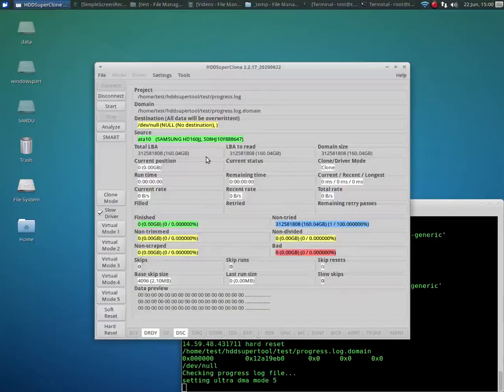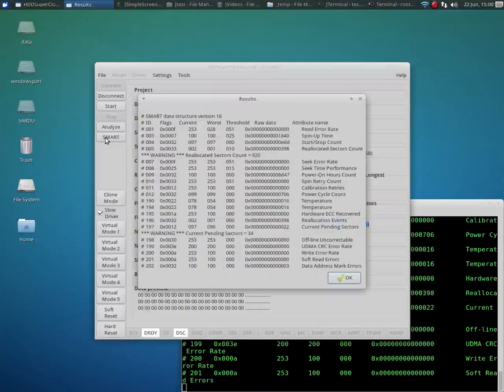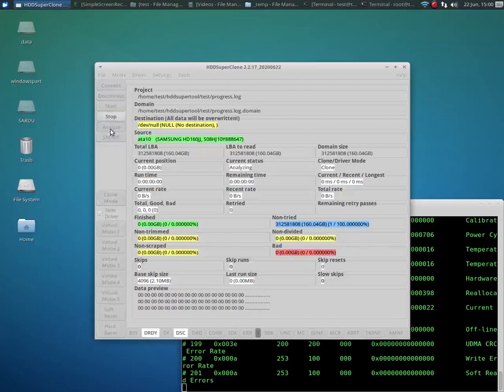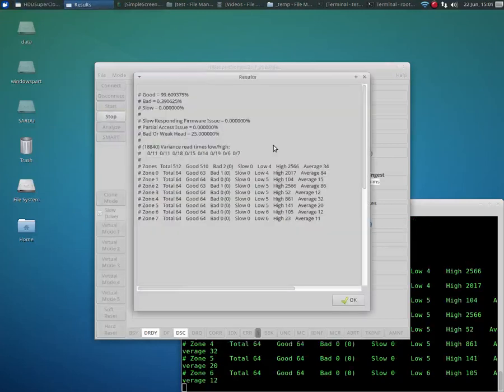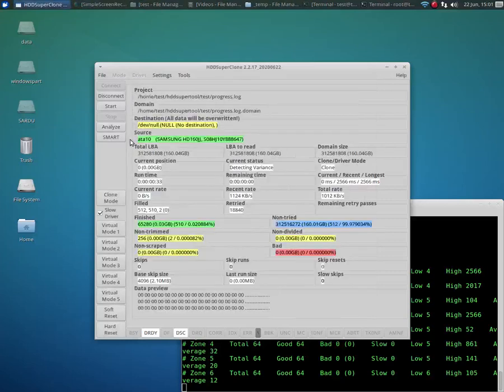So now here is our next candidate. We'll look at smart: reallocated sectors 920, current pending sectors 34, so it's got issues, and analyze. So the initial results show a high percentage of good, small percentage of bad, 25% chance of bad or weak head. We need to do the second round of analyze to confirm those results.